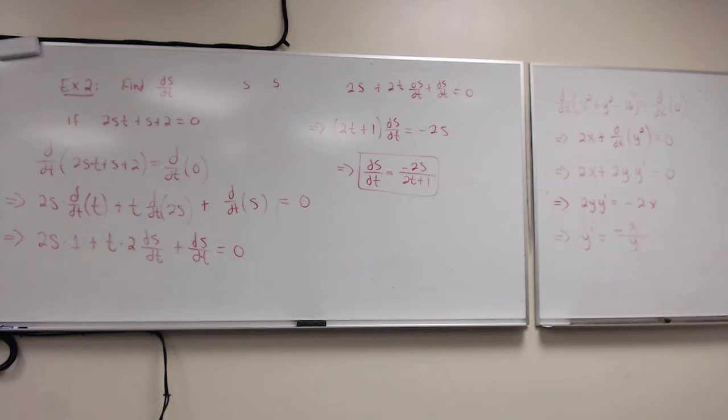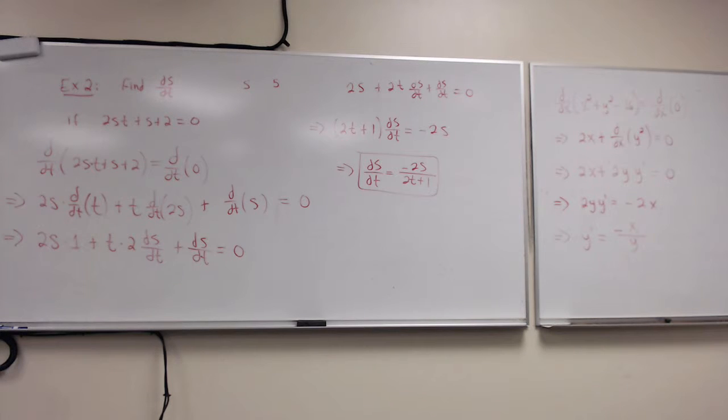So yeah, it's a little weird. It's a matter of getting used to the fact that you're treating s as some function. So 2st is really the function 2s times t, so again, I had to use product rule there. Any questions or anything else?